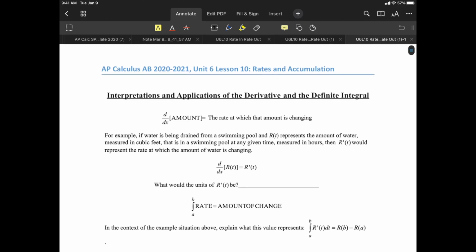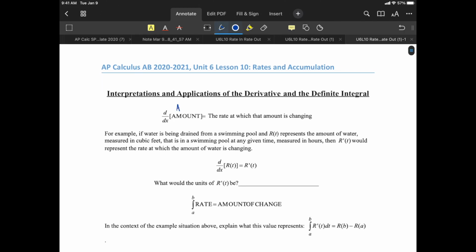And so if we have some function A of t, any time when we can say, okay, at this time t, there's this amount A of some quantity, if we take the derivative of that, it gives us the rate at which the amount is changing. And so let's think about this example here.